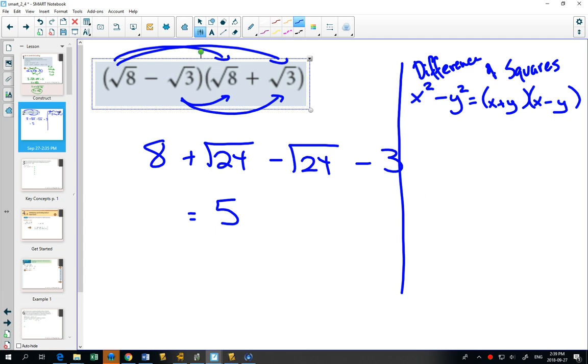Tomorrow's Friday. So I'm back on track. Right? All day I thought today was Friday. Now you have till tomorrow. Make sure you know difference of squares.